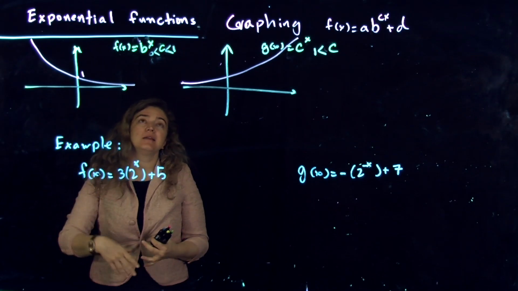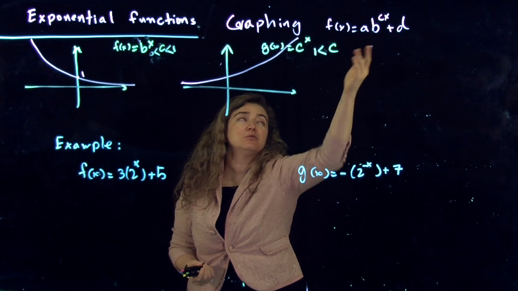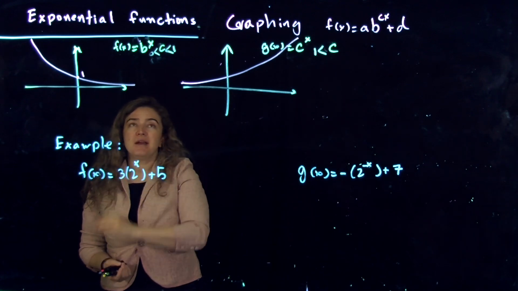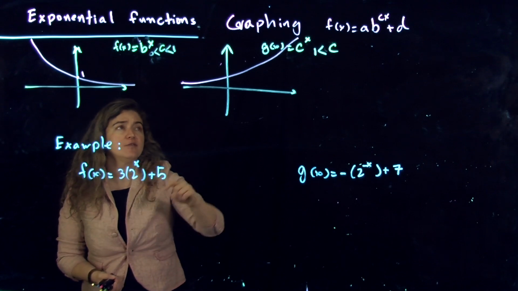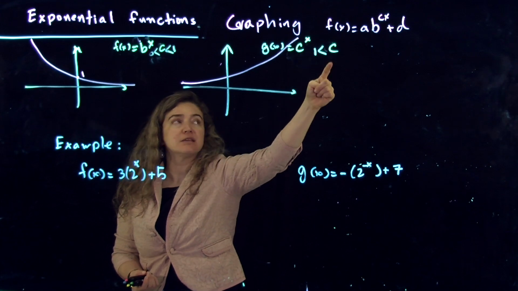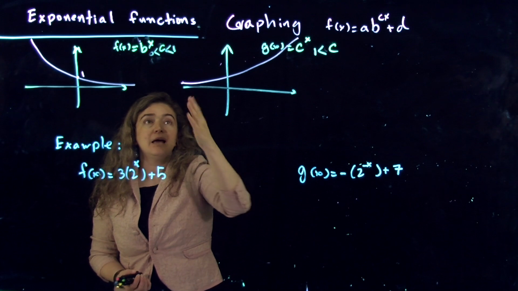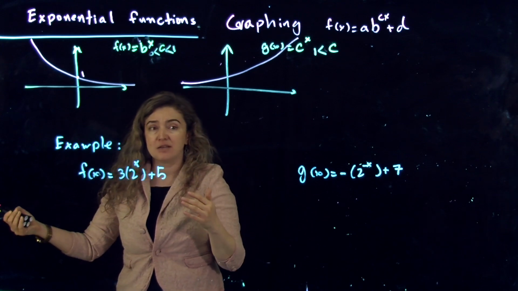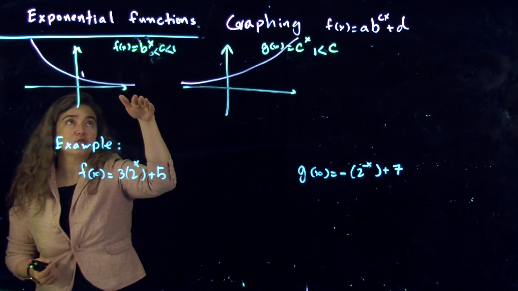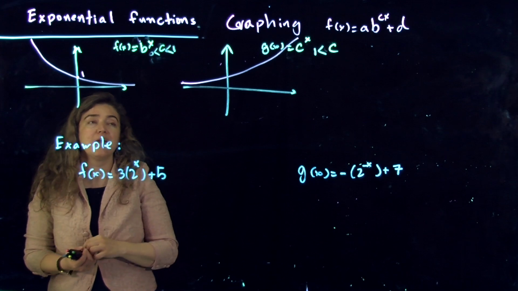This lesson is about graphing the exponential function f of x equals a b to the power c x plus d. Remember the parent functions. If the function is g of x equals c to the power x when c is bigger than 1, it's an exponential growth, and there's an asymptote as x goes to negative infinity. Now, this becomes an exponential decay if the parent function is b to the power x.